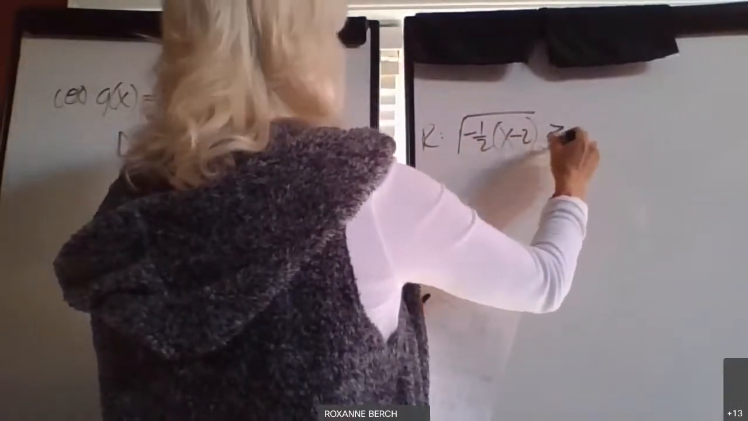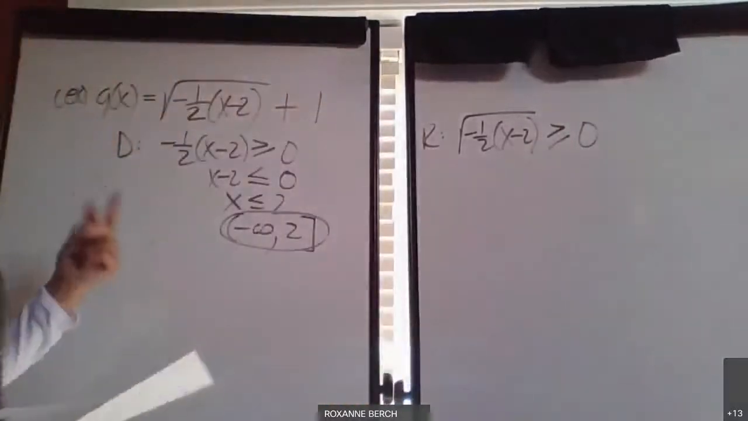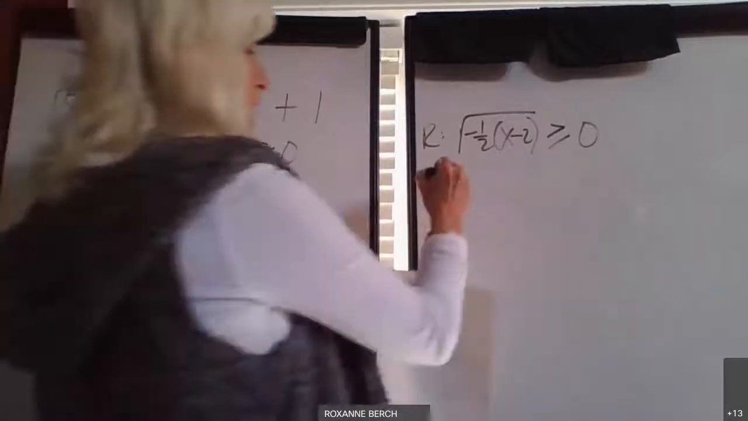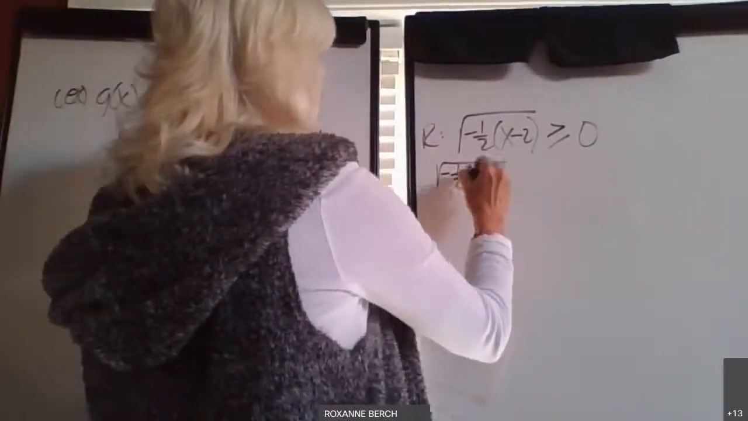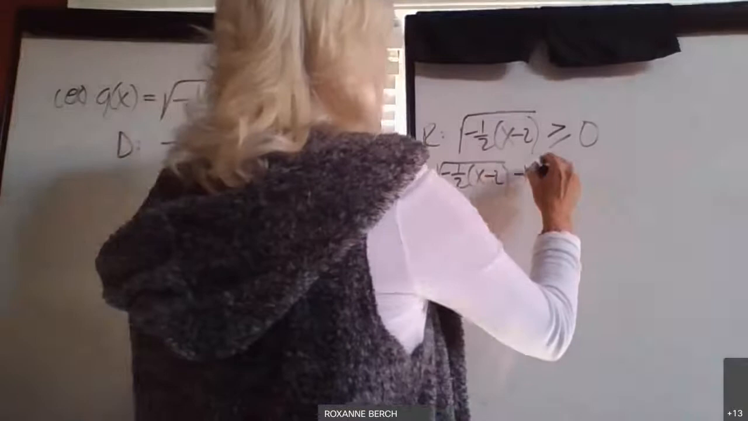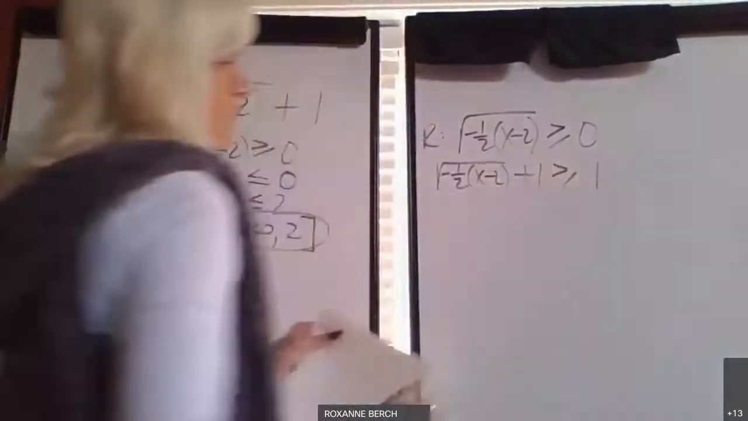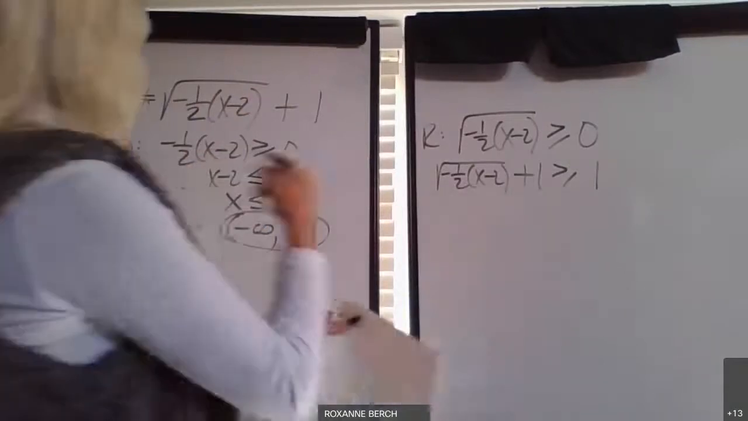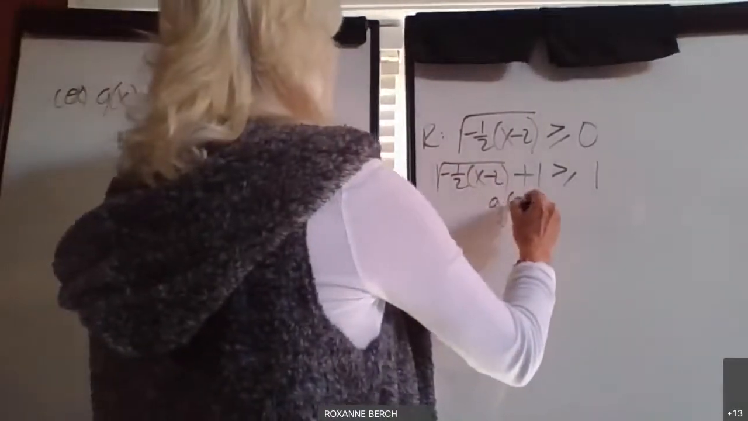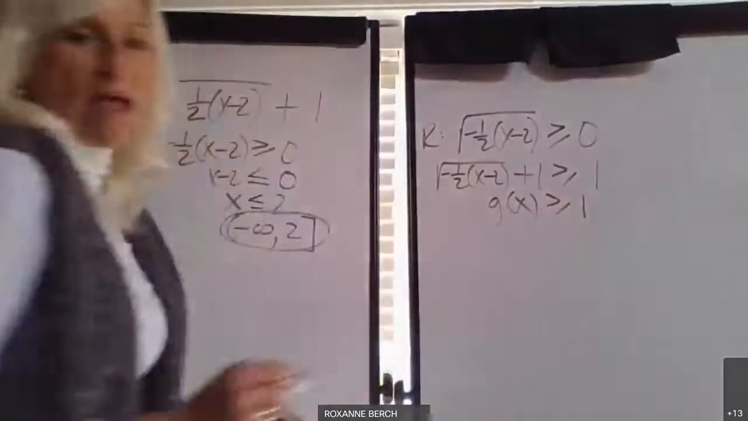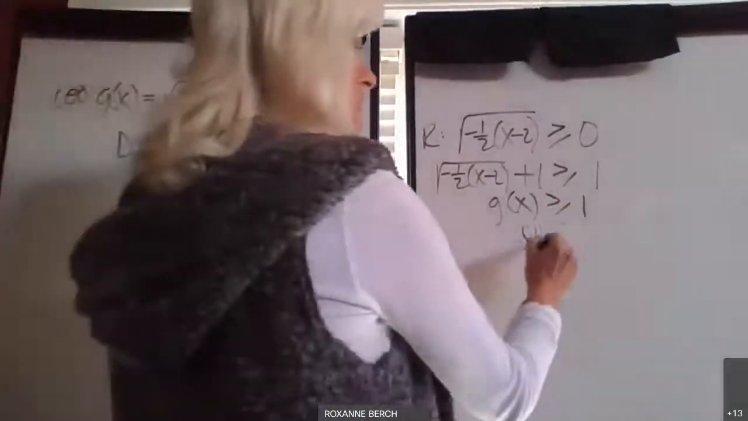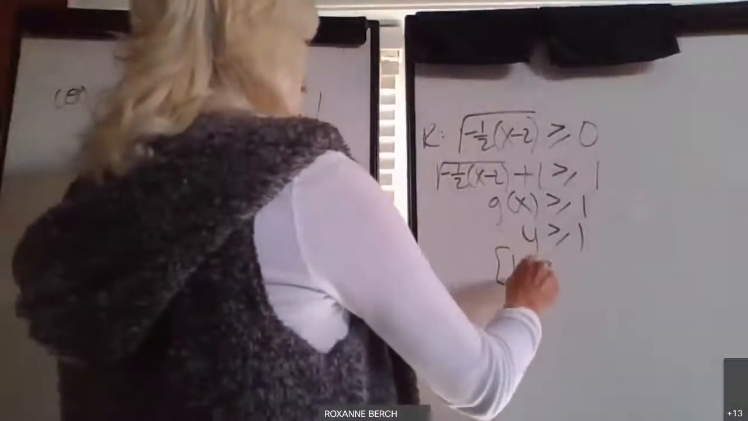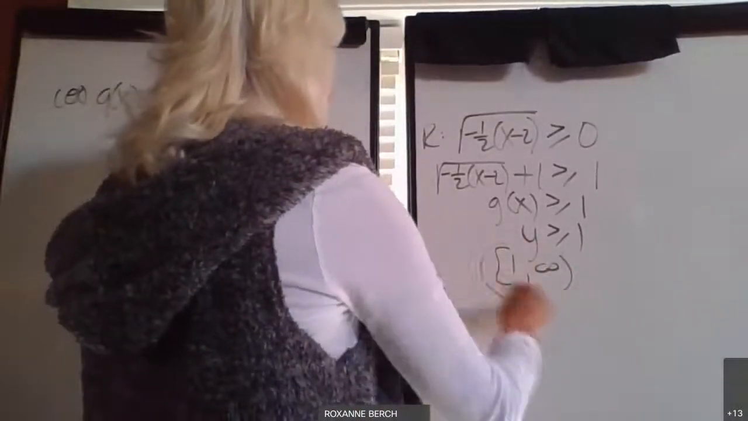and we set it equal to greater than or equal to 0, and we create the function. So all we have to do on this is add 1 to both sides. Okay, now the left side represents g of x, and g of x is y. So there's your range. It's closed on 1, up forever.